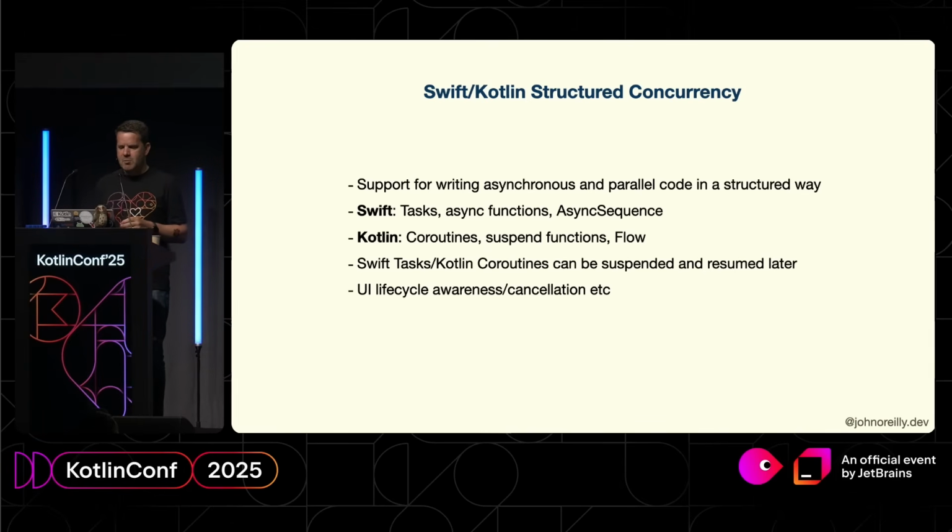This is a really powerful capability that allows us to write async code in a way that's easy to read, and also allows a more deterministic, structured approach to error handling and cancellation, for example. A key enabler of this is the ability to have code that can be suspended at particular points and resumed later. Swift supports these capabilities through the likes of tasks, async functions, and async sequence, and Kotlin similarly through coroutines, suspend functions, and flows. And a very important aspect of this approach is how invocation of code like this can be tied into the UI lifecycle, thus allowing, for example, automatic cancellation when a view disappears.